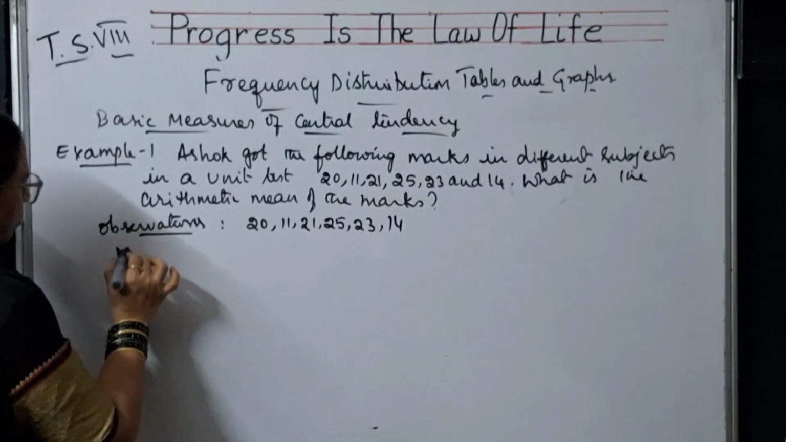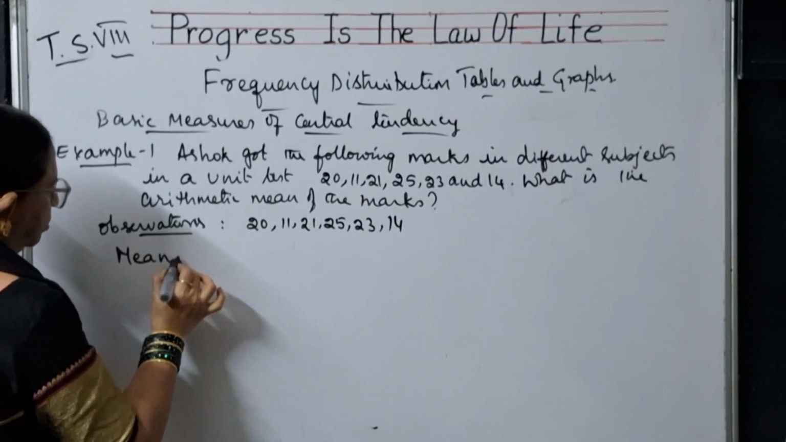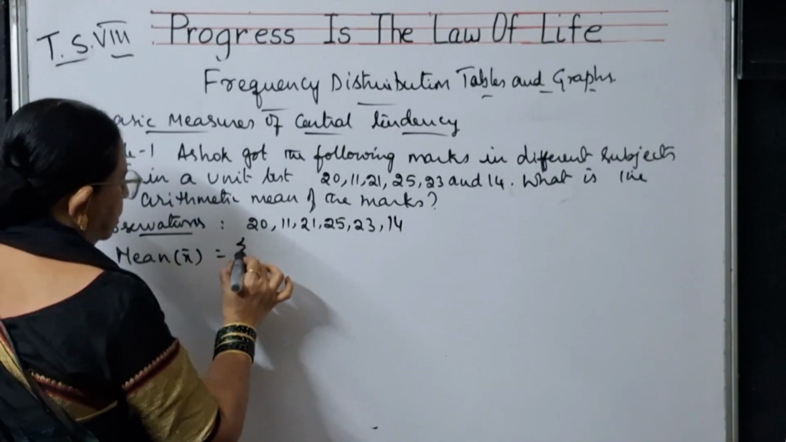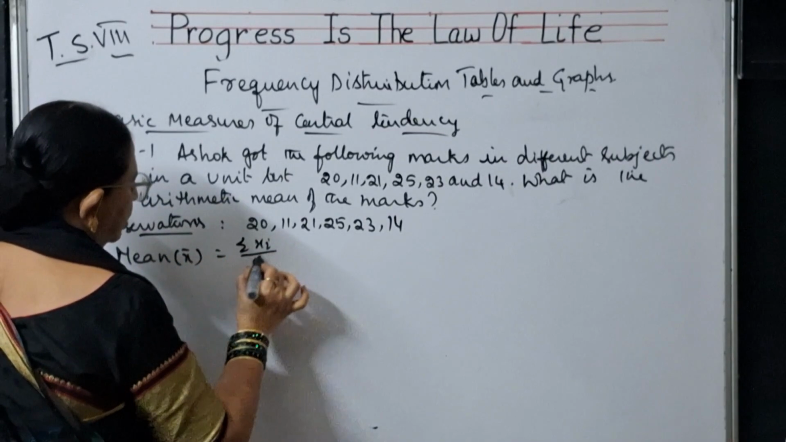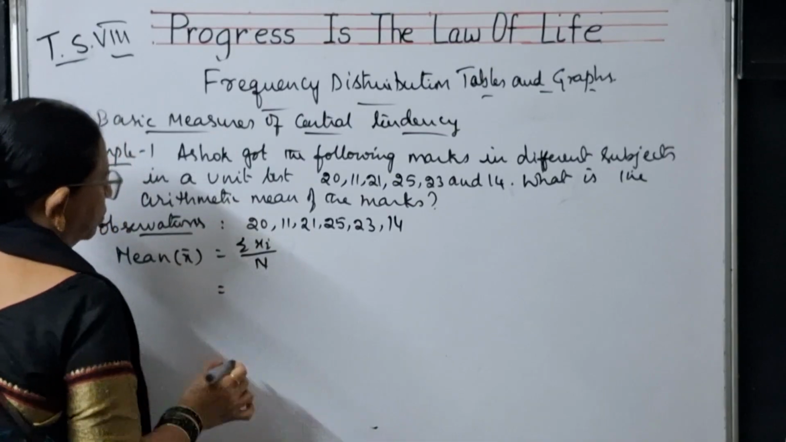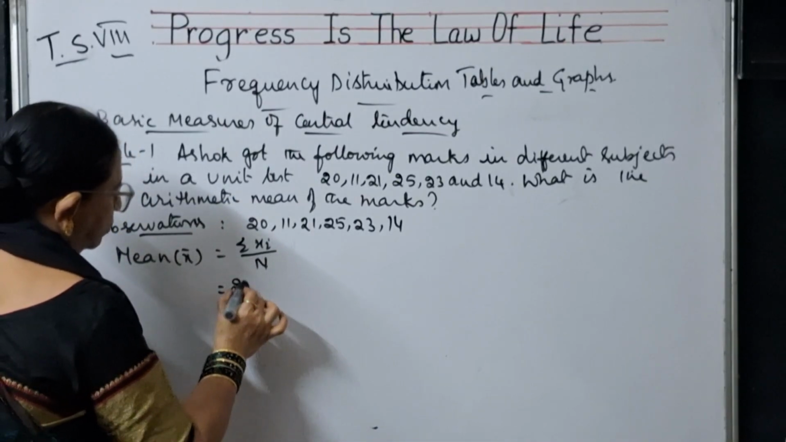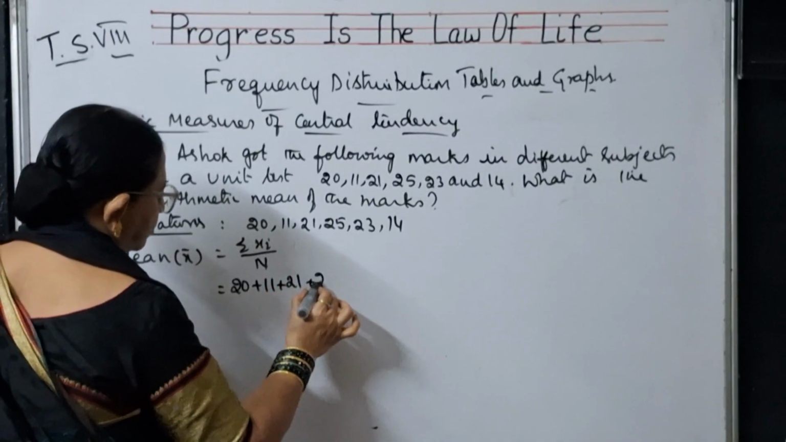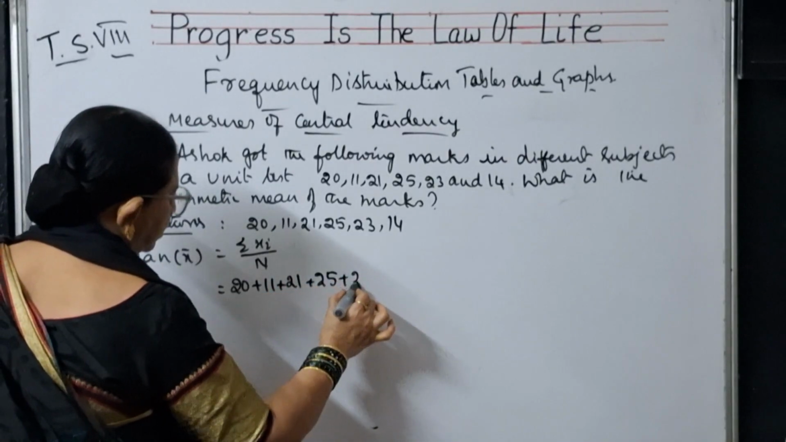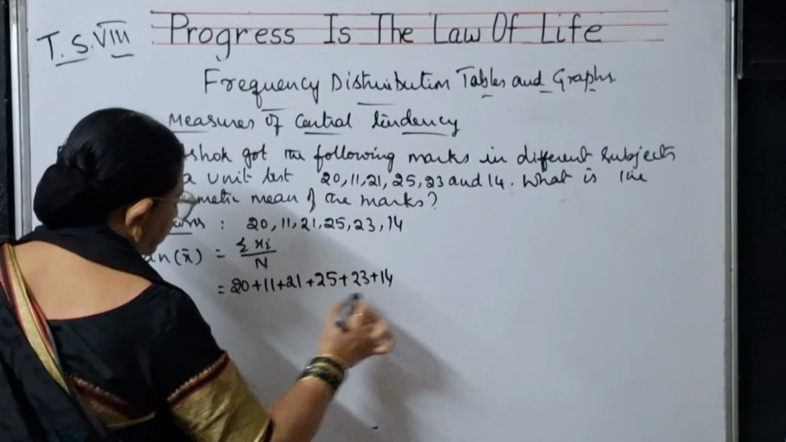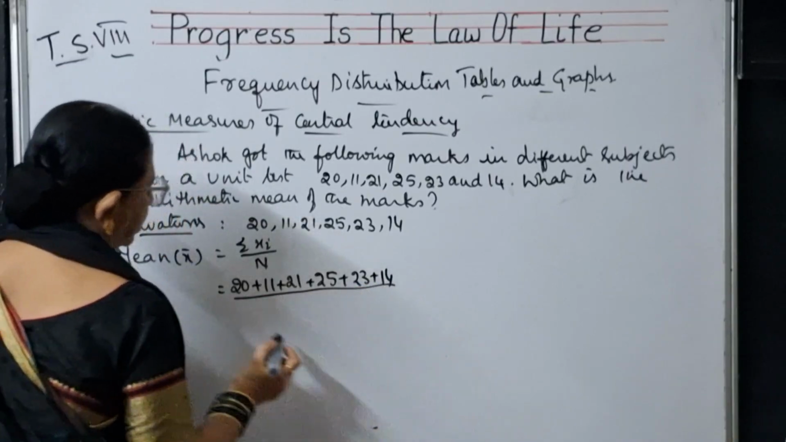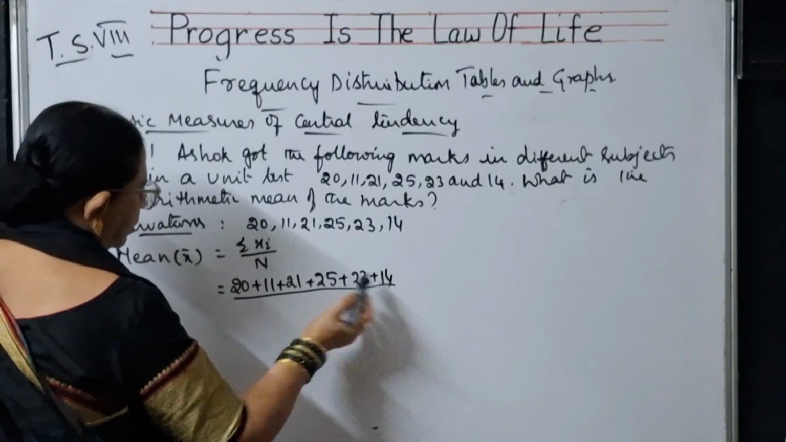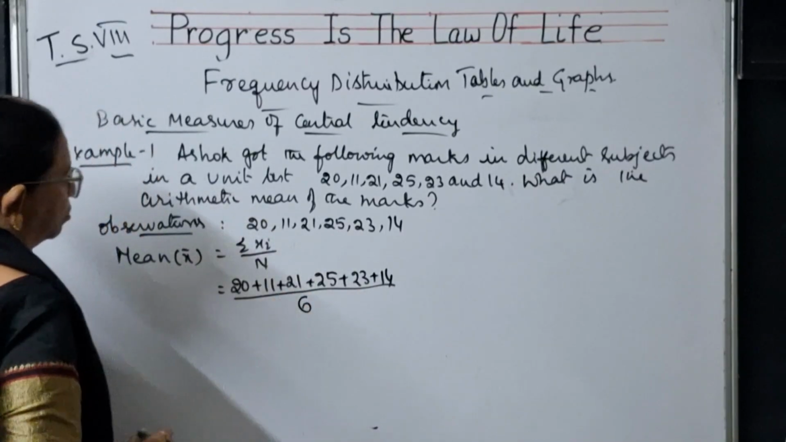Now you need to find out the mean, arithmetic mean, that is x bar. The formula is sigma xi by n. So this is equal to each and every term you have to write: 20 plus 11 plus 21 plus 25 plus 23 plus 14 divided by n. How many? 1, 2, 3, 4, 5, 6. You have to count and write.